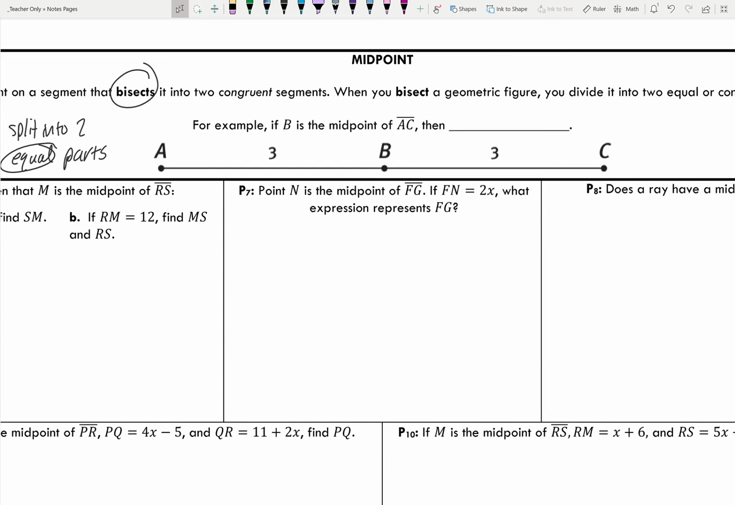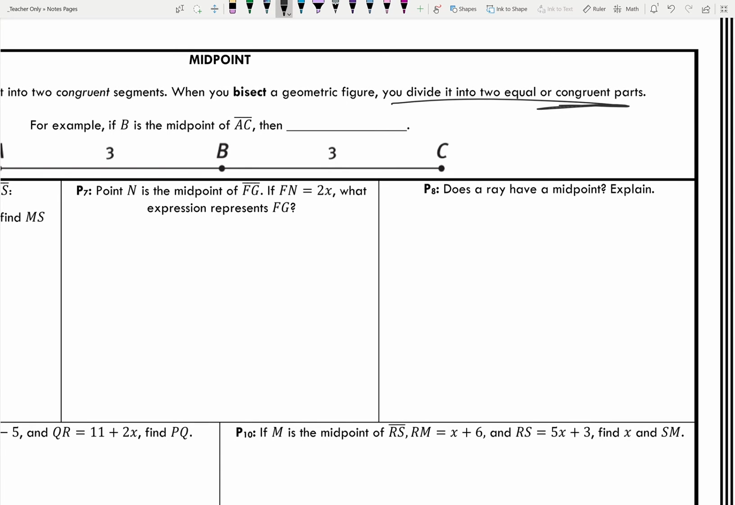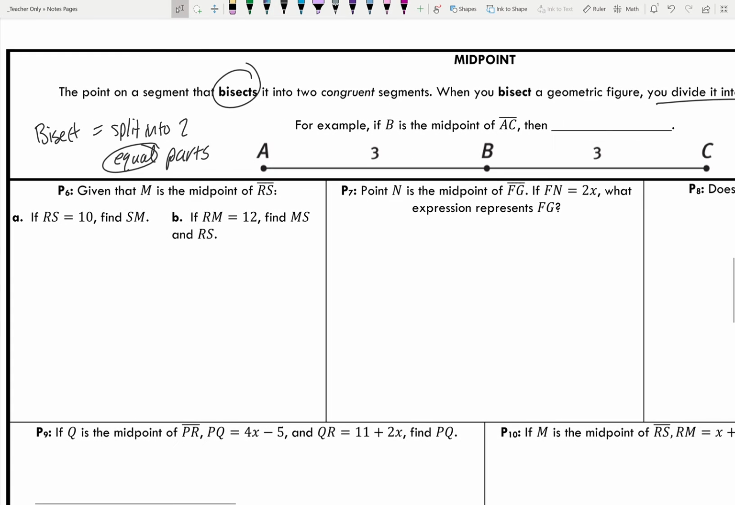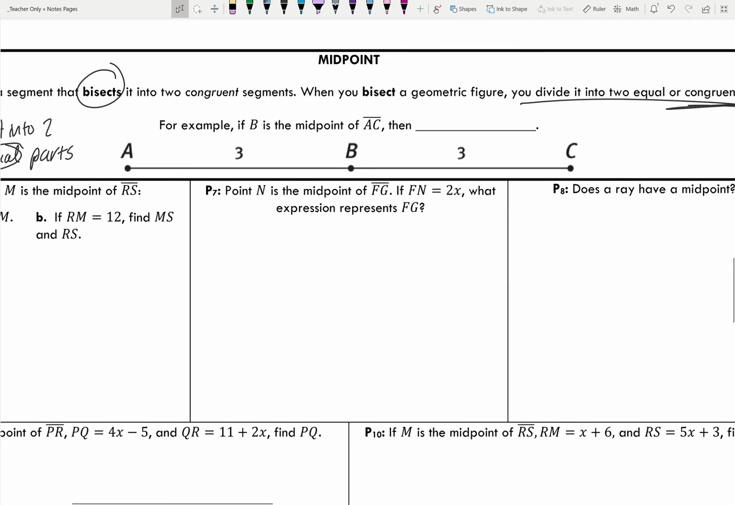Okay, so from there you can have a congruent statement. The left segment is congruent to the right segment. So when you bisect a geometric figure, you divide it into two equal or congruent parts. That's what I have right here. For example, if B is the midpoint of AC, looking below, I have AC, B is the midpoint. That means I now have two congruent segments, AB and BC. And we say they're congruent by the congruent symbol, of course.